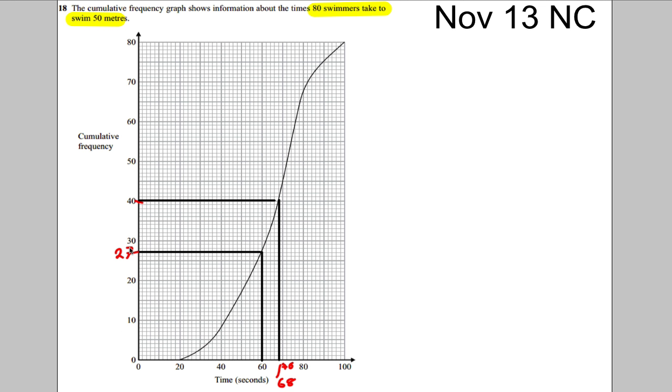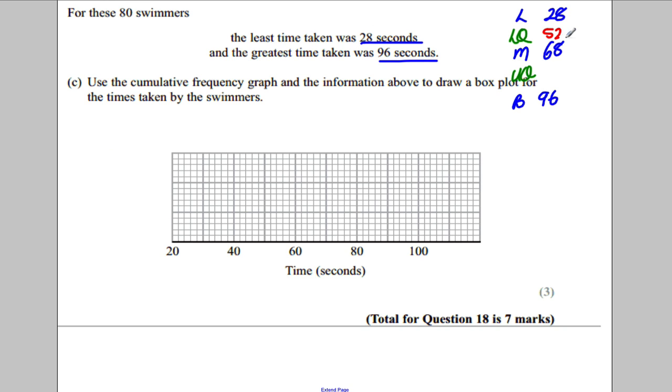The lower quartile happens halfway between 0 and 40, which is 20. Draw your line there, draw it to here. It looks like that point there must be 50. So it looks like 52. So we're going to go back here and call that 52.